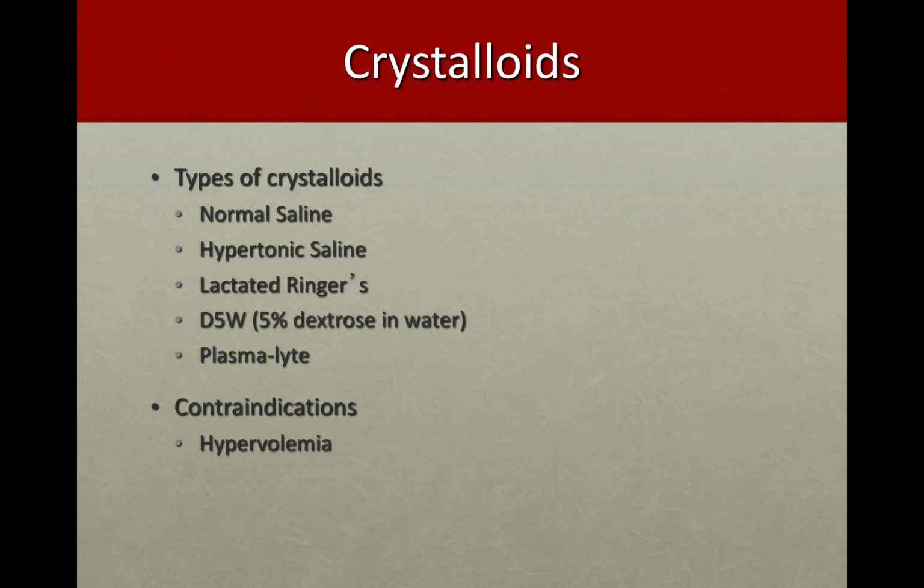Some basic types of crystalloids are normal saline, referred to sometimes as capital N as in Nancy, capital S as in saline, hypertonic saline, and lactated Ringer's. You see that hanging all over the hospital. D5W has 5% dextrose, so we have to be careful with this one as we see our diabetic population climbing. Dextrose is a sugar. And then our Plasma-Lytes.